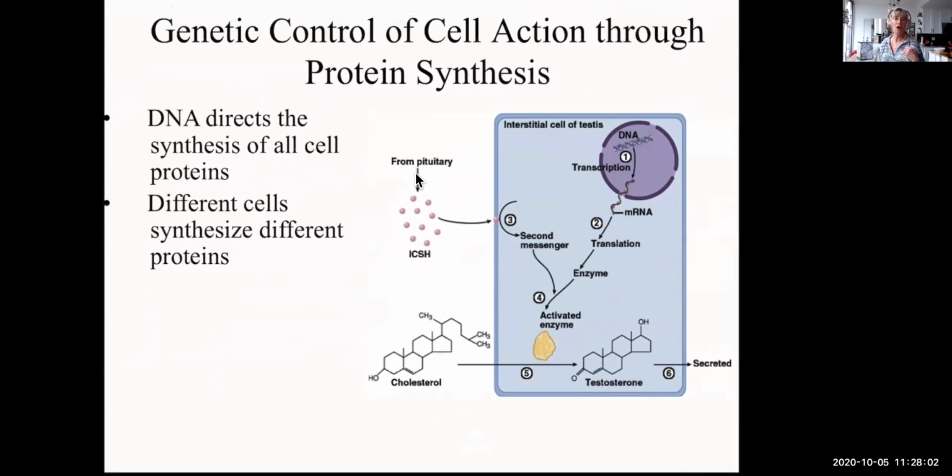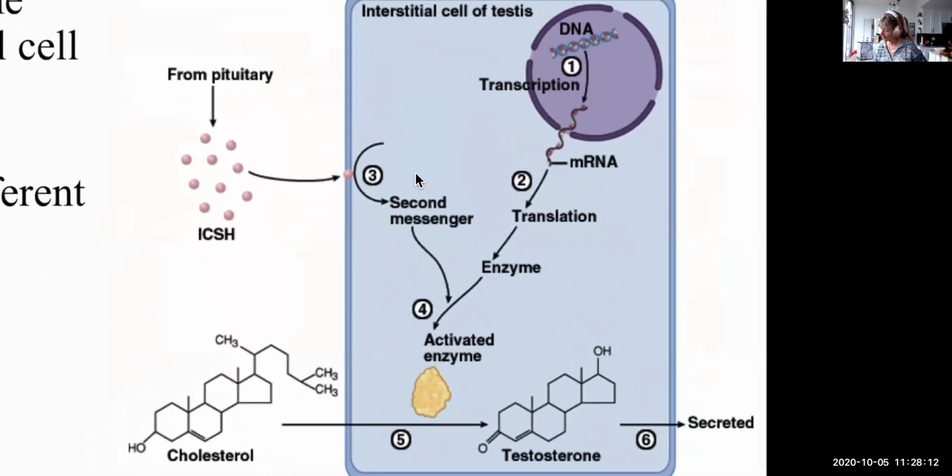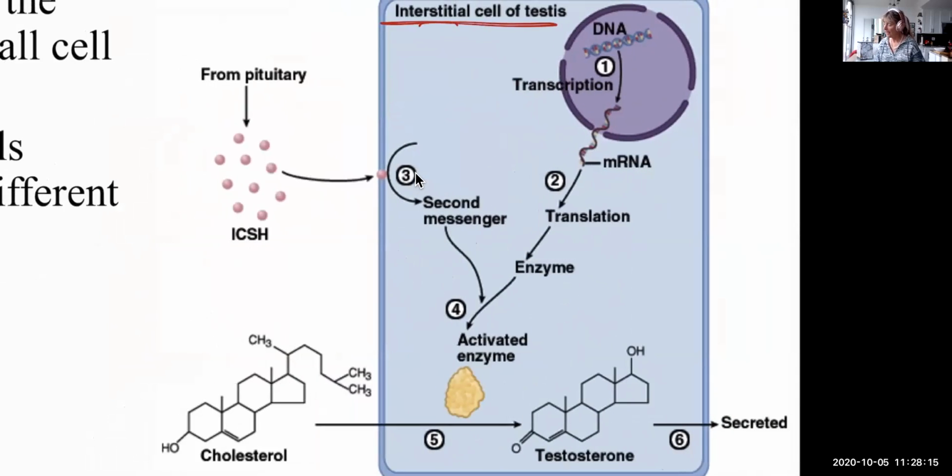So all of our processes are controlled by DNA. So this is an interstitial cell of a testis. The interstitial cells are responsible for synthesizing testosterone from cholesterol. So here's cholesterol. It readily goes into the cell because it's a lipid, but it gets converted into testosterone in the cell. And the reason is that DNA, which is transcribed into messenger RNA, which is translated into this enzyme, gets activated.